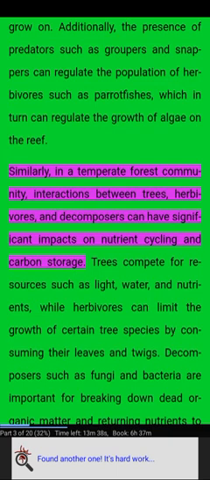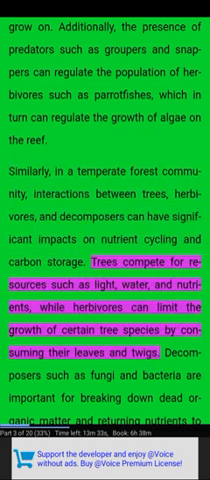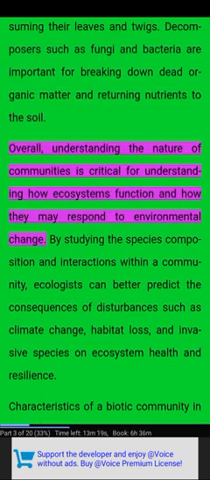Similarly, in a temperate forest community, interactions between trees, herbivores, and decomposers can have significant impacts on nutrient cycling and carbon storage. Trees compete for resources such as light, water, and nutrients, while herbivores can limit the growth of certain tree species by consuming their leaves and twigs. Decomposers such as fungi and bacteria are important for breaking down dead organic matter and returning nutrients to the soil. Overall, understanding the nature of communities is critical for understanding how ecosystems function and how they may respond to environmental change.